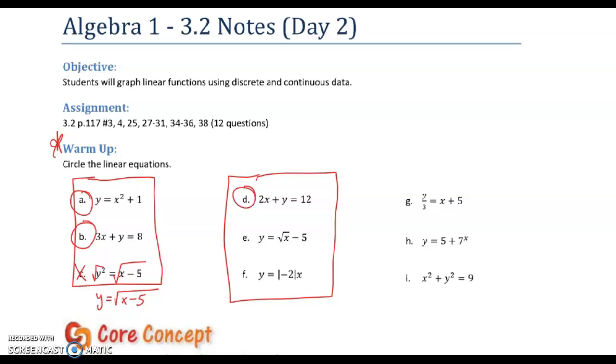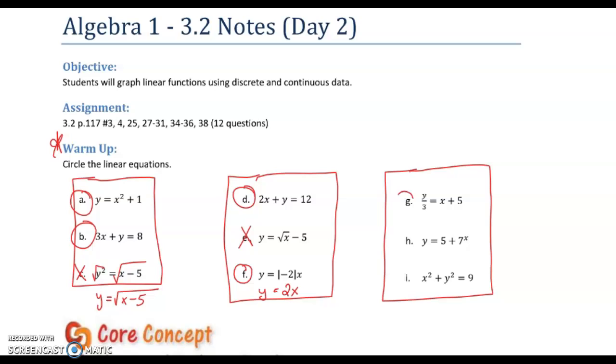All right, D is a linear equation. E is not because you have the x inside the square root. Now F is tricky. F is a linear equation because remember I told you couldn't have the x inside absolute values, but the x isn't inside the absolute value. The absolute value of -2 is 2, and you have the x outside, so it can be rewritten in y equals mx plus b form. Okay, out of G, H, and I, which ones of these are linear equations? And select all that apply.